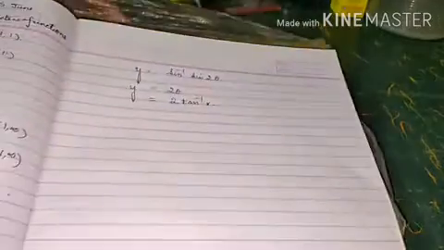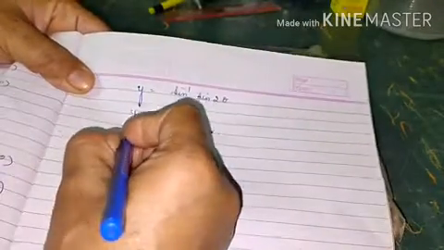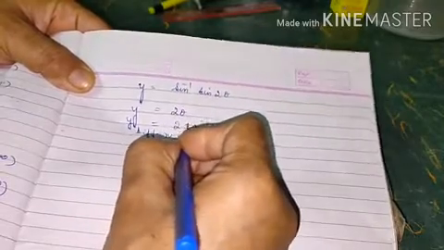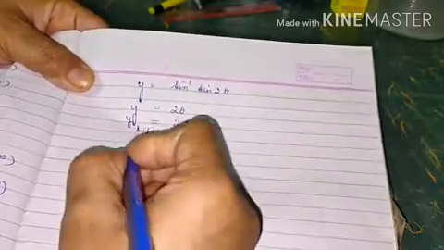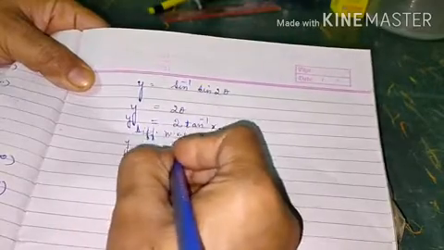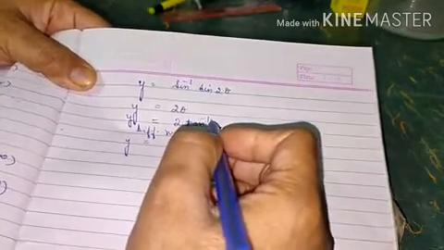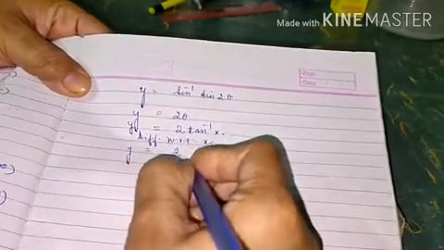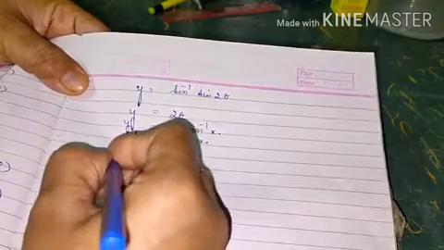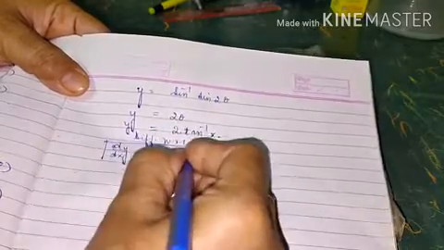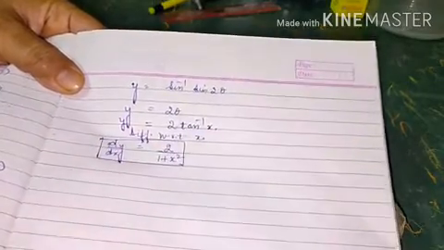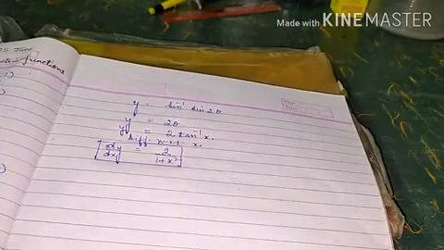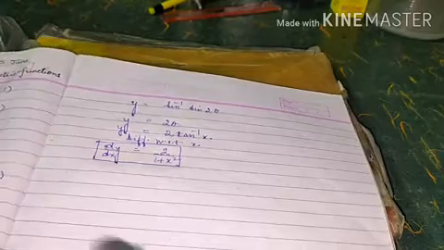Then differentiating with respect to x, y becomes 2, and the differentiation of tan inverse x is 1 upon 1 plus x square. So dy by dx is 2 upon 1 plus x square. This is the result. Now, 10th question.